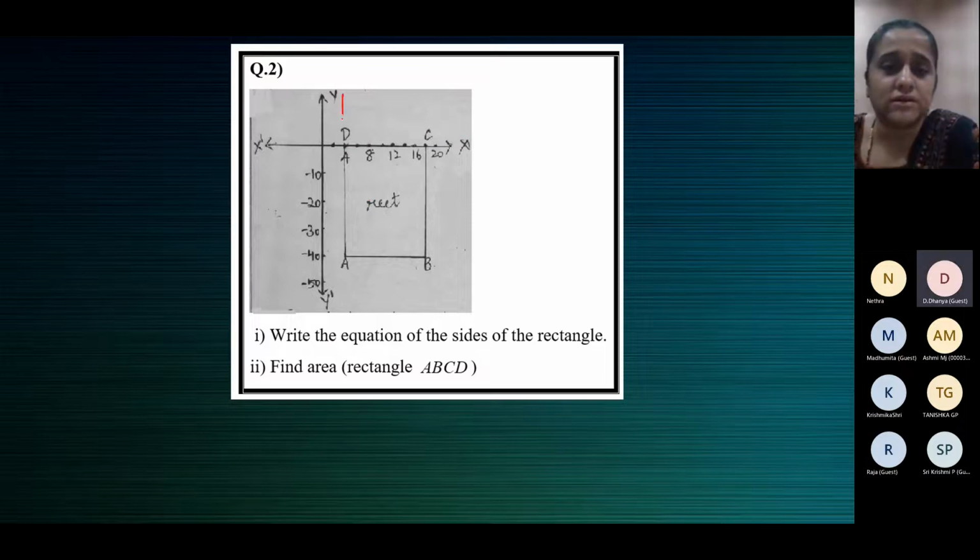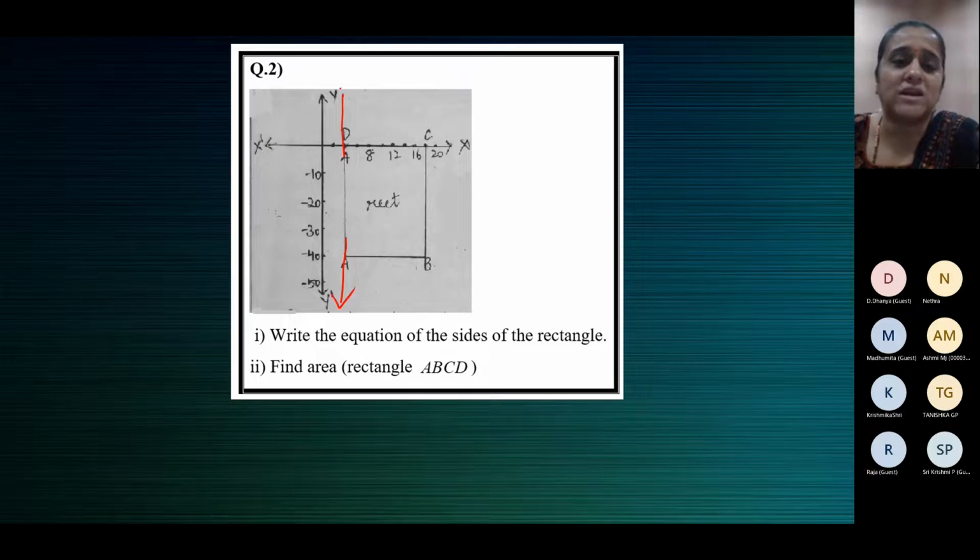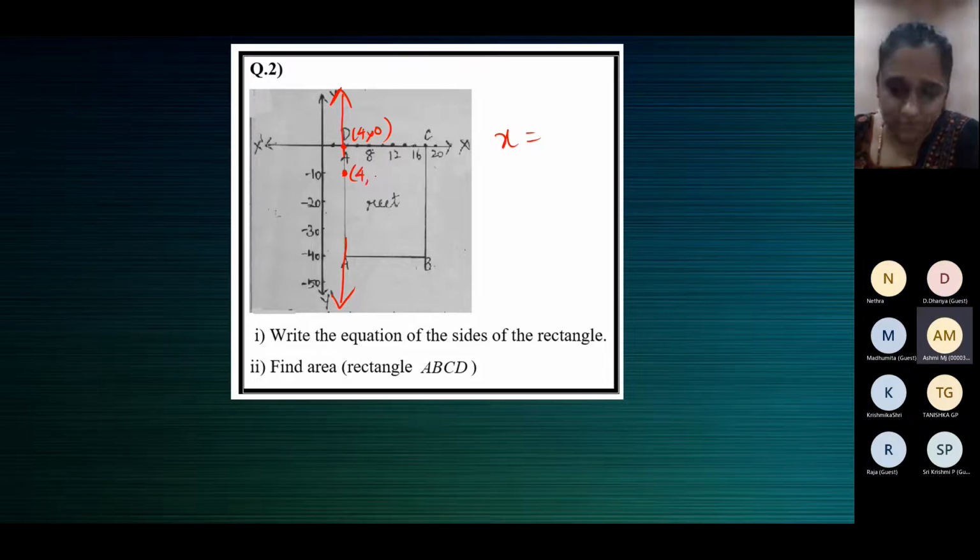AD is x equal to 4, ma'am. Yeah. So first thing is what? It's parallel to the y-axis, so it will be x is equal to some number. And when you see here, it's 4, 0. When you find the address, what will be the address of this point, children? 4, minus 10. X coordinate first, then the y coordinate.